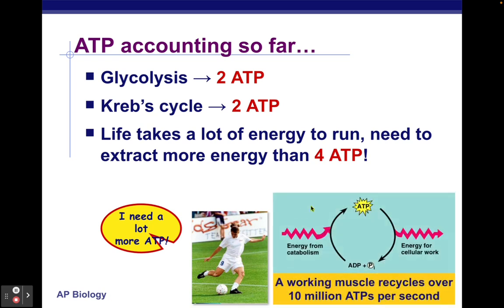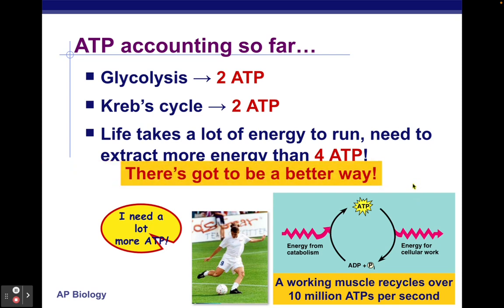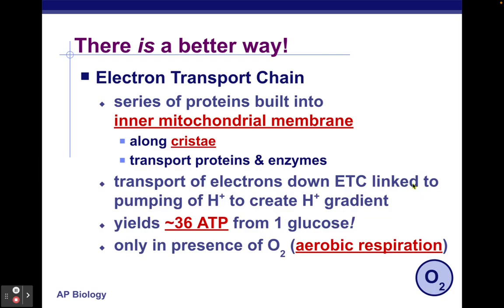All right. Yeah, there we go. We brought that up last time. So what the heck? There's got to be a better way, and there is. The electron transport chain is a series of proteins built into the inner mitochondrial membrane along the cristae. So you got to take a look at what the mitochondria looks like again. I think I have a picture I'm going to pull up.